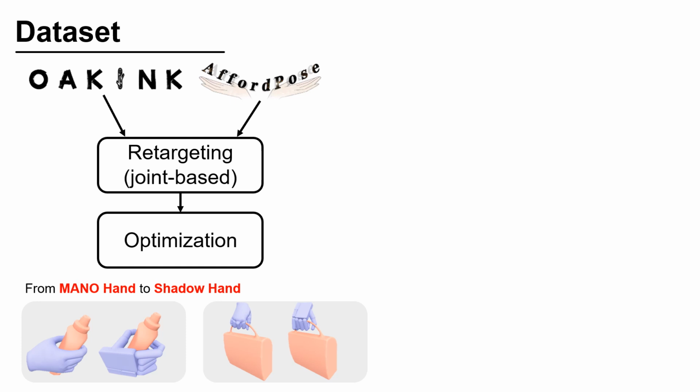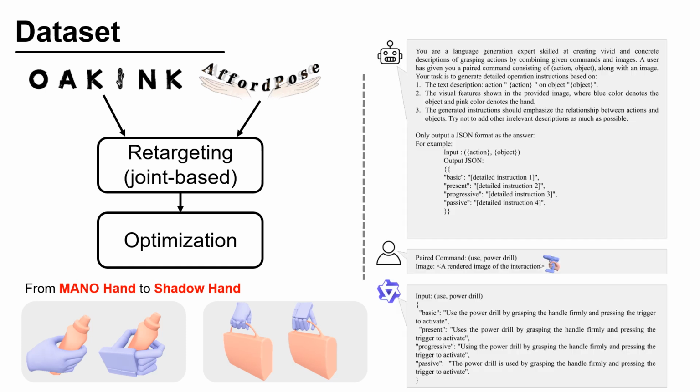First, a joint-level retargeting that optimizes shadow hand parameters to match the 3D fingertip positions. And second, an energy-based refinement that minimizes self-penetration and object penetration losses to ensure physically plausible interactions. For textual annotations, we use the Qwen VLM, which takes a rendered image of each grasp and a concise action object description as input, and generates 4 linguistic variants per grasp, covering basic, present, progressive, and passive tenses.